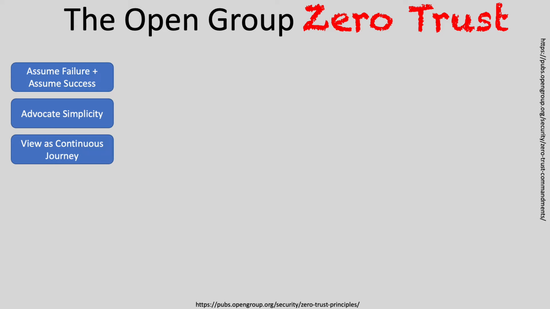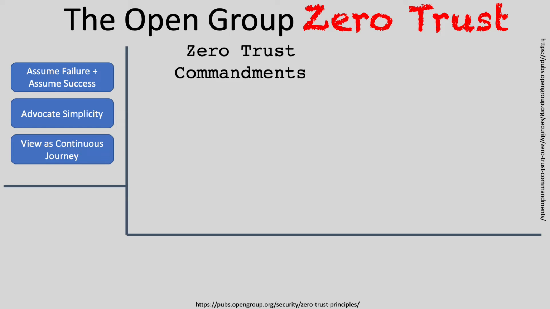So when we look at zero trust and The Open Group, we immediately think about the zero trust commandments. The commandments are built upon the zero trust core principles, which we'll get to in a minute. These commandments are essentially a list of criteria for achieving zero trust, and at the same time, they also provide a clear definition of what zero trust is. So let's think about this as we look at each of these commandments.